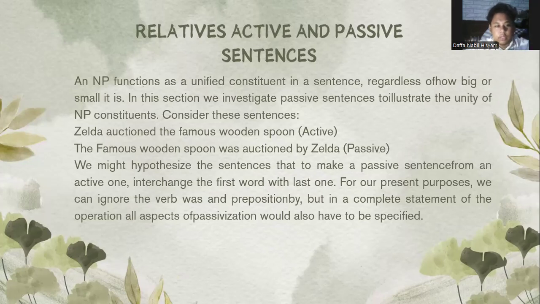We might hypothesize that to make a passive sentence from an active one, we interchange the first noun with the last one. For our present purpose, we can ignore the verb was and the preposition by, but in a complete statement of the passive, these aspects will also have to be specified.